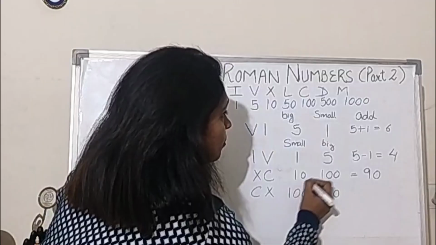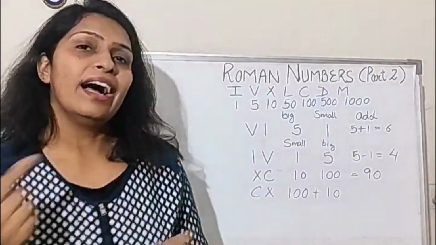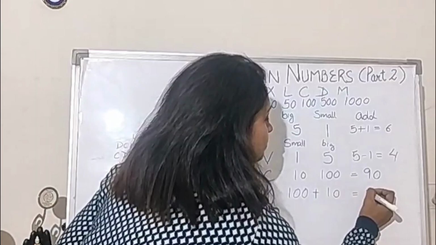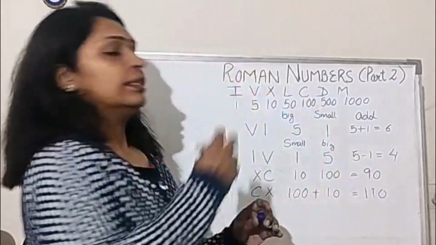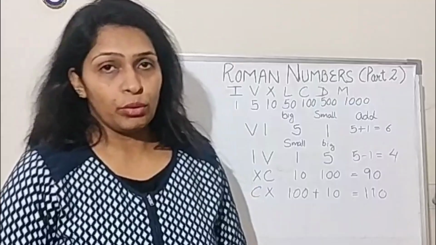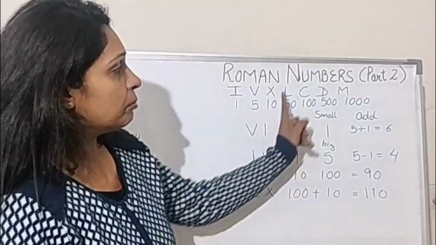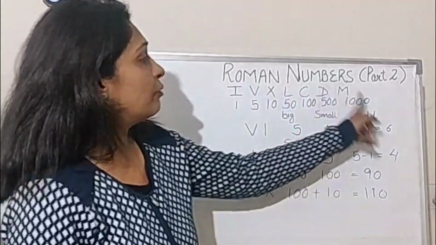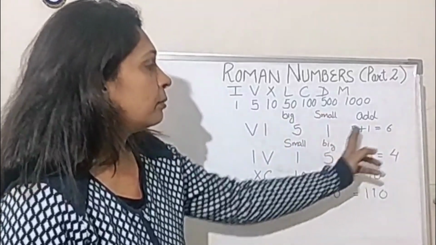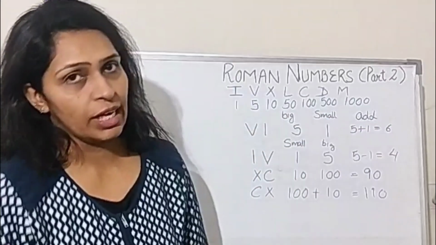We are going from big number to small number. We are going to add them. So this is going to be 100 plus 10. That is 110. So this rule is very, very important. When you're moving from big number to the small number, we have to add them. When I'm moving from small number to big number, I have to subtract.